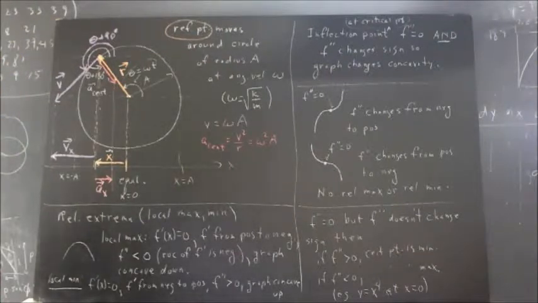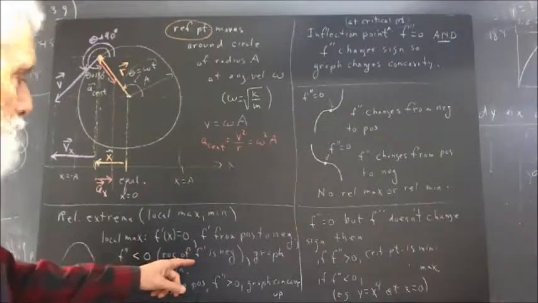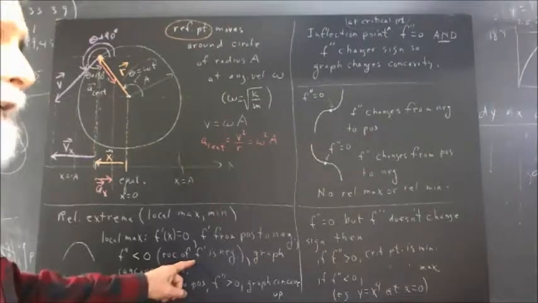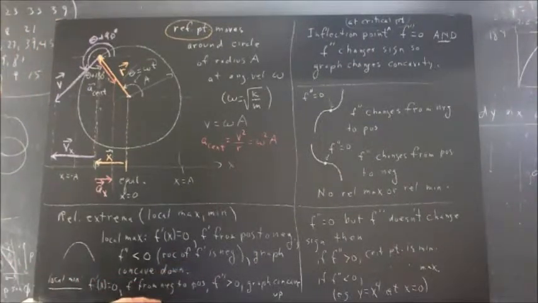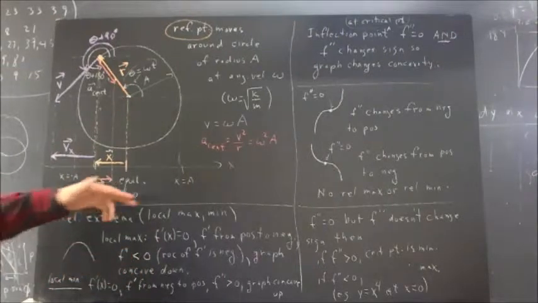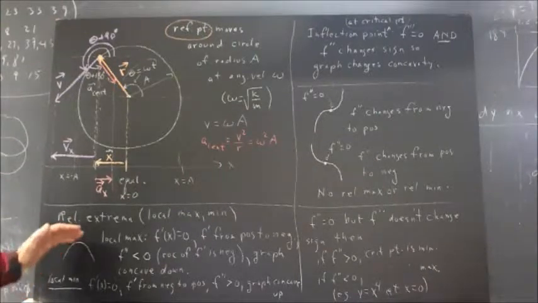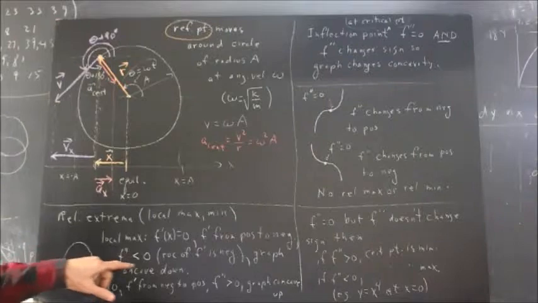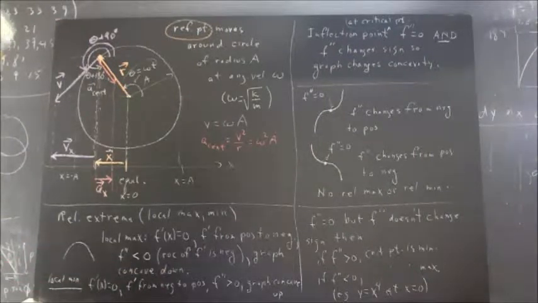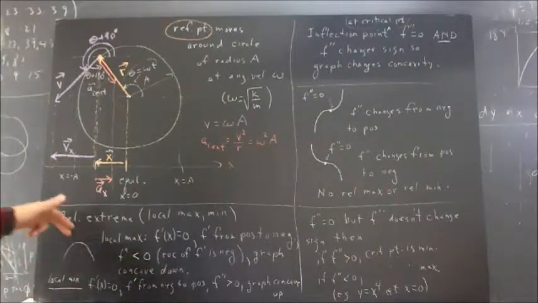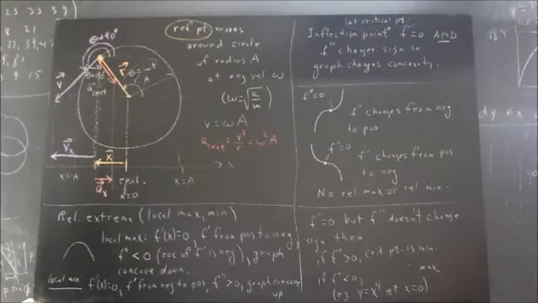Also, if f double prime is less than 0, that means that f prime is changing at a negative rate. It means f prime is decreasing. And if f prime is decreasing and we're level at this point, then f prime is going to have to be positive on the left, negative on the right. So f double prime less than 0 implies the rate of change of f prime is negative and that the graph is concave down, and again that this is a maximum. Okay?